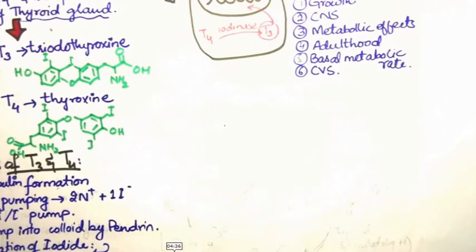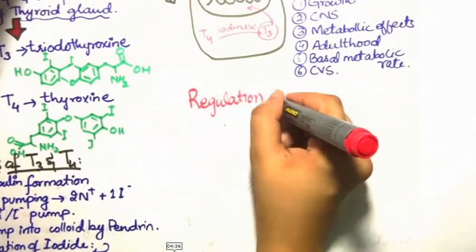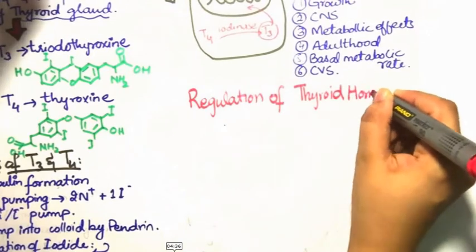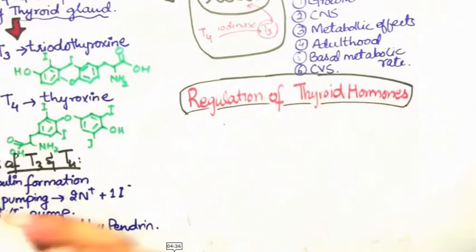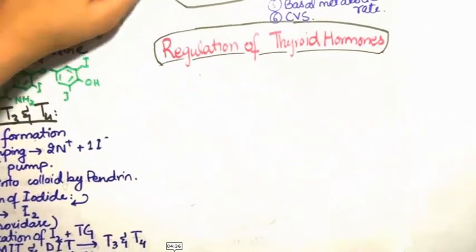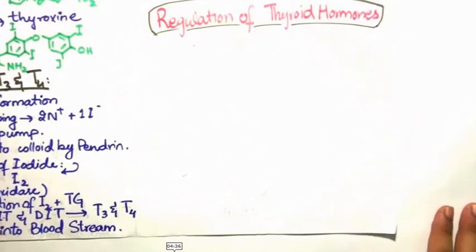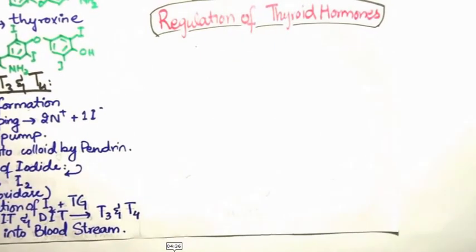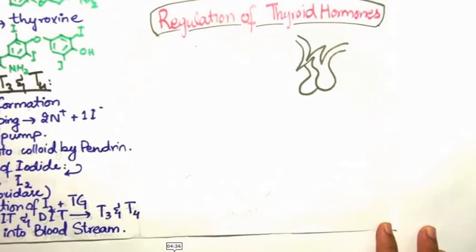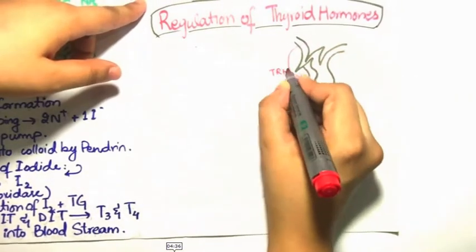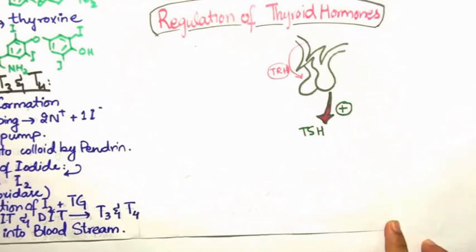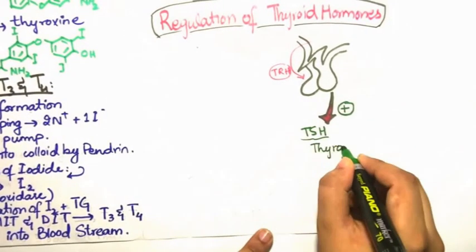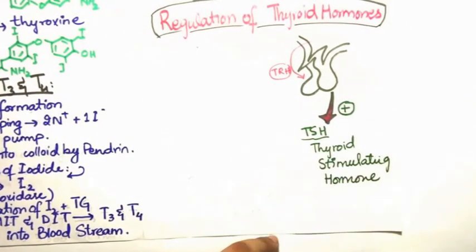To regulate all these functions of thyroid hormones, you should know how this regulation works. So we will discuss the regulation of thyroid hormone. As we have studied in our previous lecture, the pituitary gland and hypothalamus basically control the other glands of our body. So here I am drawing the hypothalamus and pituitary gland, and from the hypothalamus TRH will be released. TRH is the thyrotropin releasing hormone, which further acts upon the anterior pituitary gland, and the anterior pituitary gland will further release TSH, which is thyroid stimulating hormone.